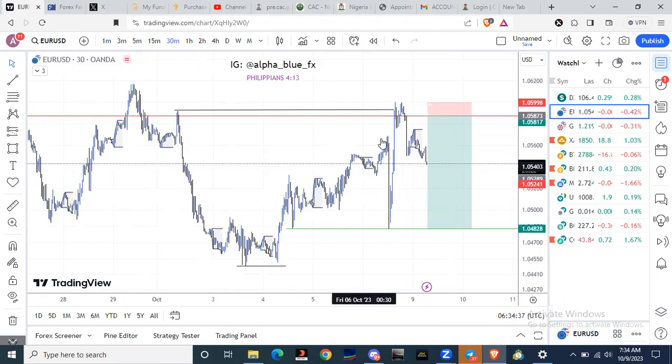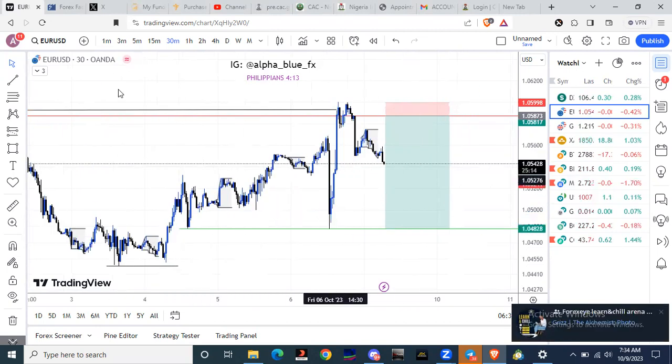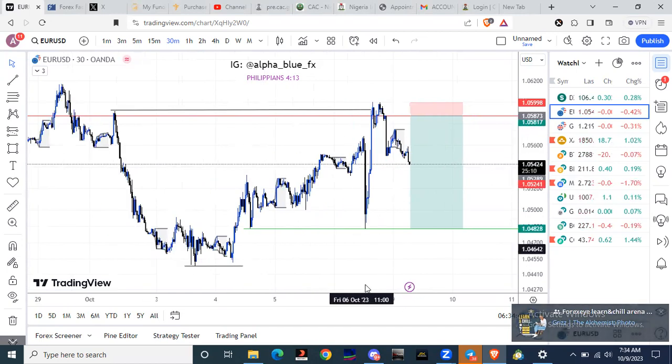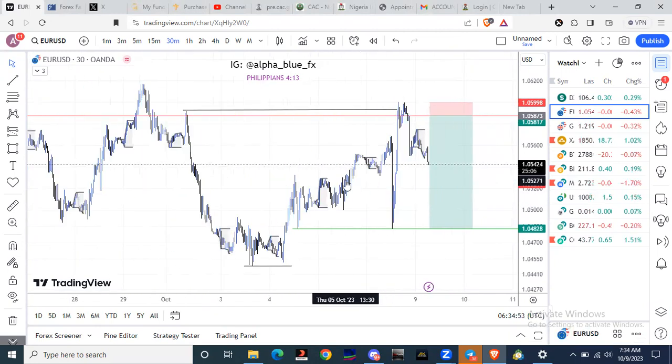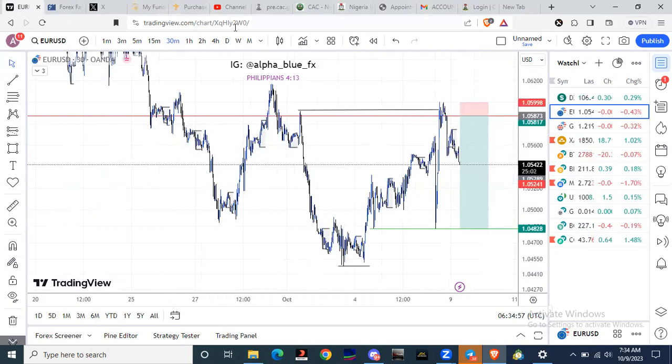So this is what usually happens when you have mixed data. But if the data is good, like supports the dollar all the way, if the three of them support the dollar, you see that on that NFP, price will just go one direction. So that was what happened last week. And let's quickly go over what we should expect this week.